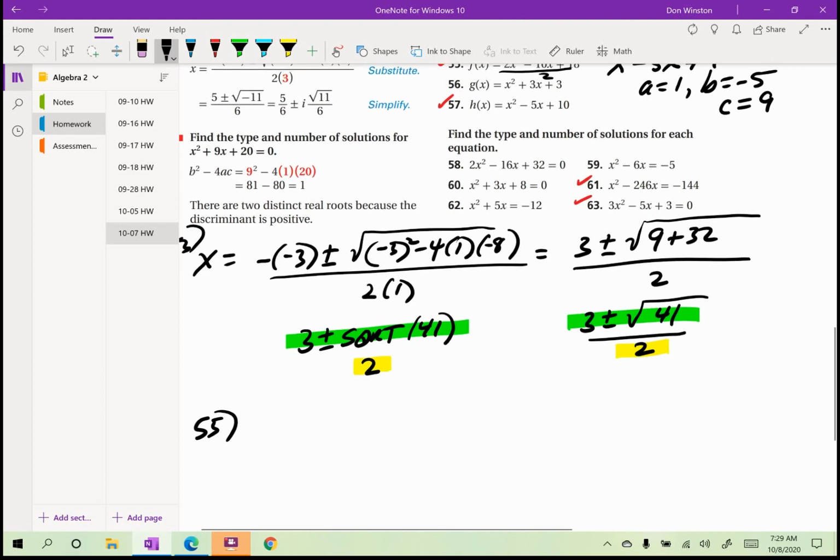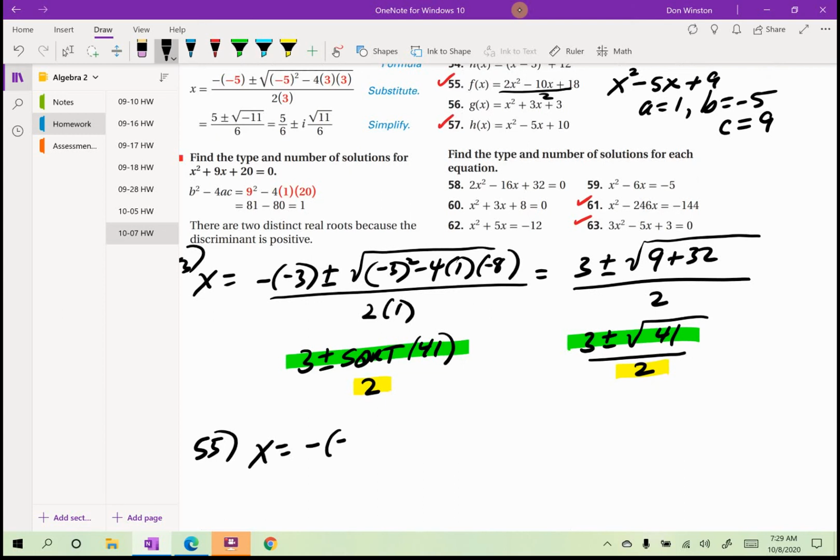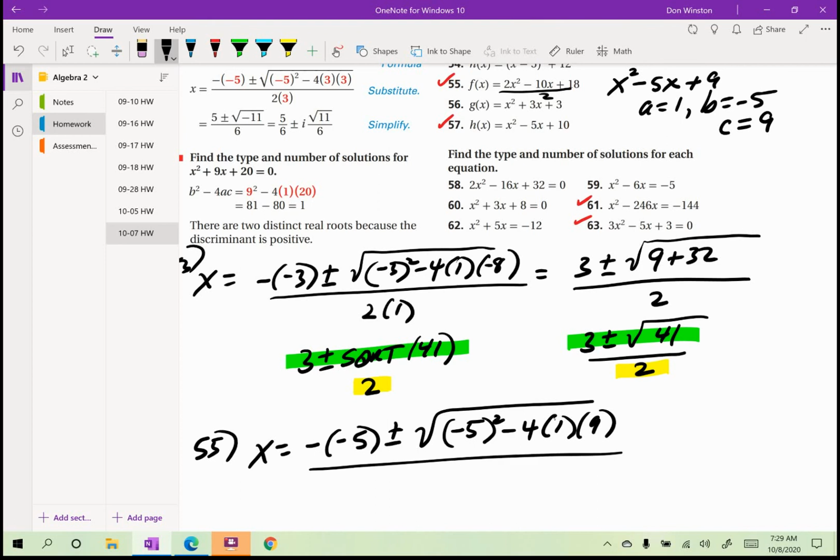All right, so x equals negative 5 plus or minus the square root of negative 5 squared minus 4 times a times c. See how much easier it is now to work with that? And then all over 2 times 1.